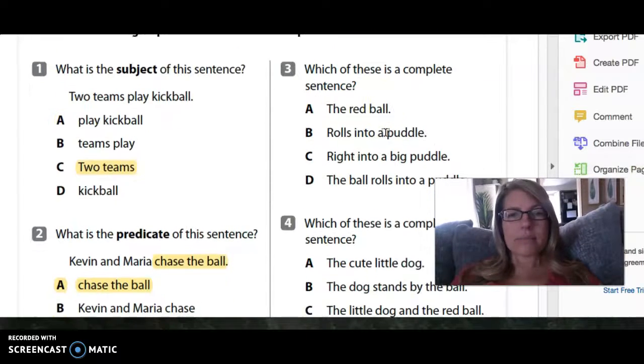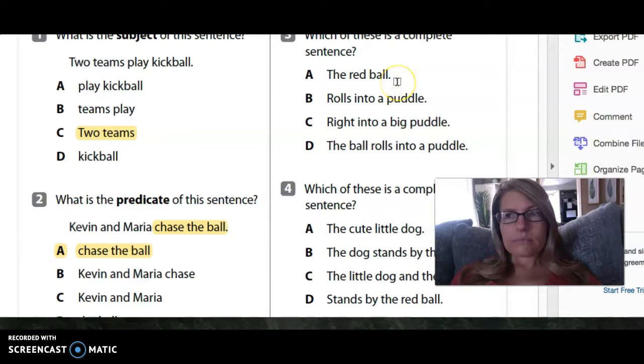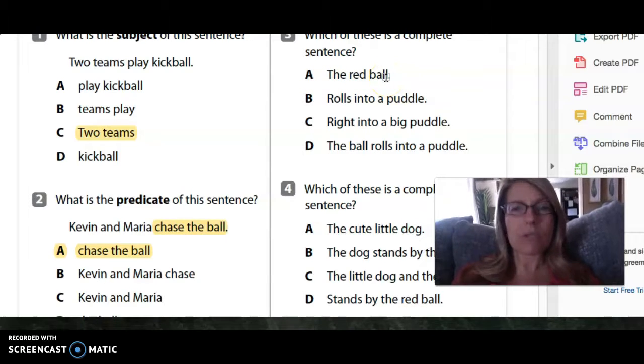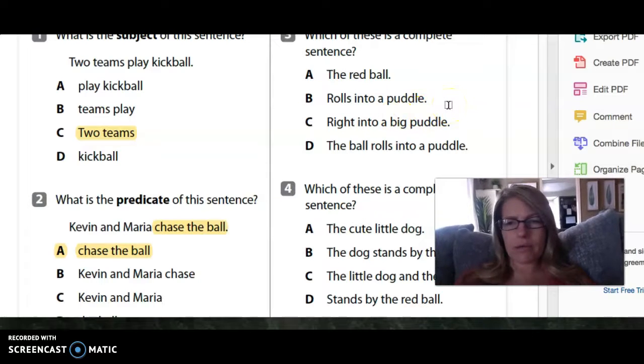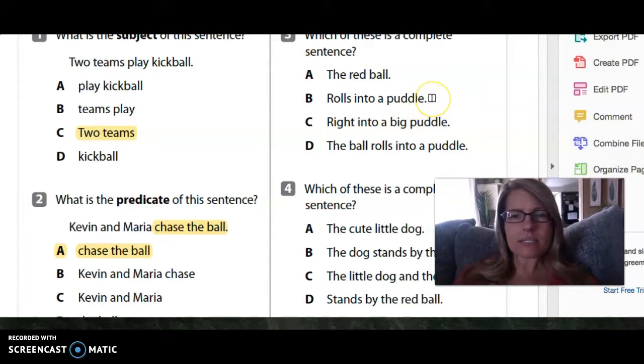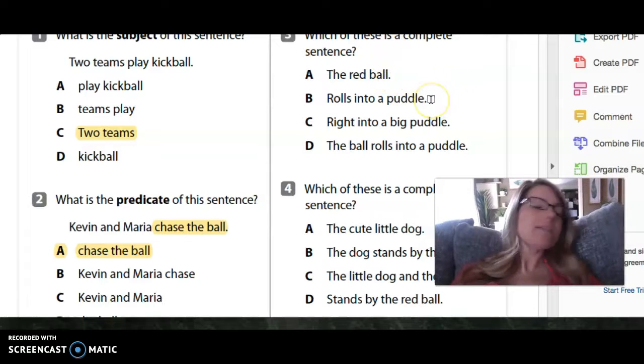All right, we're on to sentence number 3, which is a complete sentence. A: The red ball. Well, that tells us who the sentence is about, but does it tell us what the red ball is doing? No, this sentence is not a complete sentence because it doesn't have a predicate that tells us what the red ball is doing. B: Rolls into a puddle. What rolls into a puddle? Okay, so this sentence is an incomplete sentence because it doesn't tell us who is rolling into a puddle. It's missing the subject. The first sentence was missing the predicate. The second sentence is missing the subject.